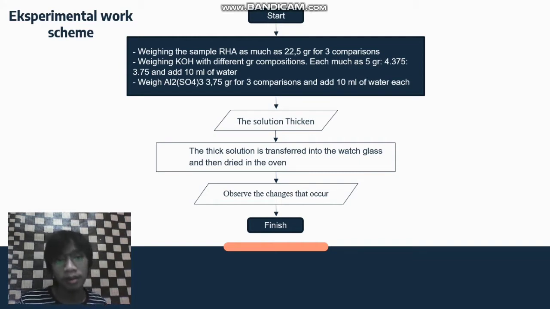Then the solution is heated and thickens, and next the thick solution is transferred into the watch glass and then dried in the oven. Then observe the changes that occur, and finish.